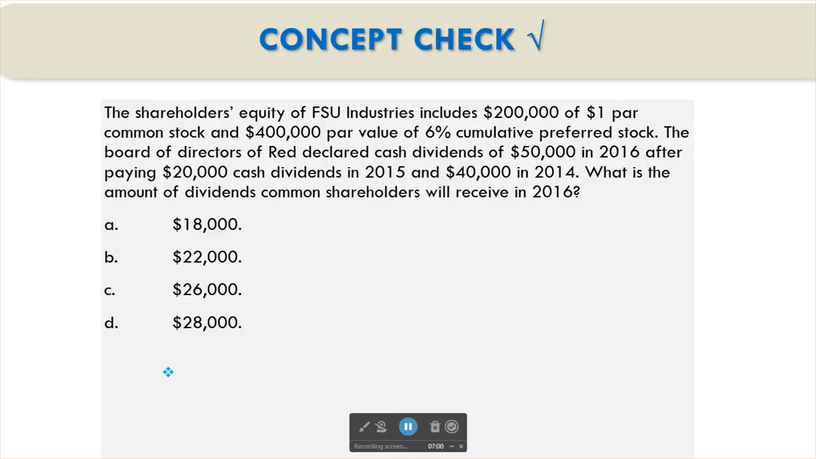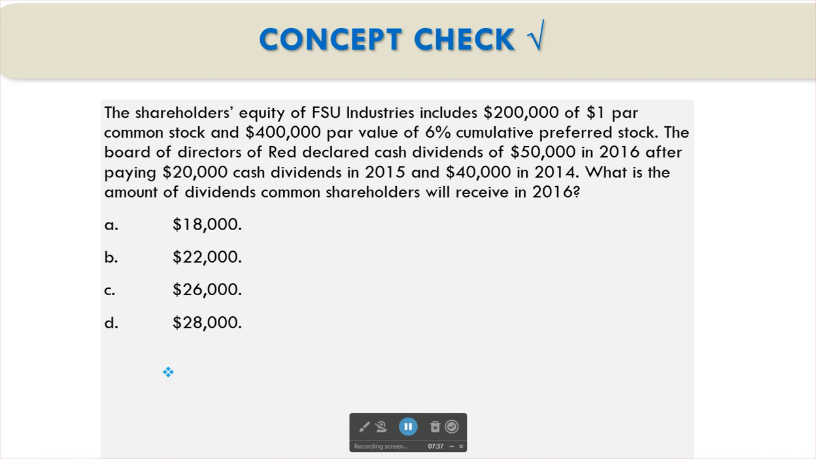Here's a problem then. Again, working this out, putting it in a table is the best way to do it. Shareholders' equity of this industry includes $200,000 of $1 par common stock and $400,000 of 6% cumulative preferred stock. So in my problems, I don't tend to have the participating and non-participating in there. If it is participating, it means they could actually get even more than the 6%. I'm not going to give you, as I said before, the participating, non-participating feature in a problem.